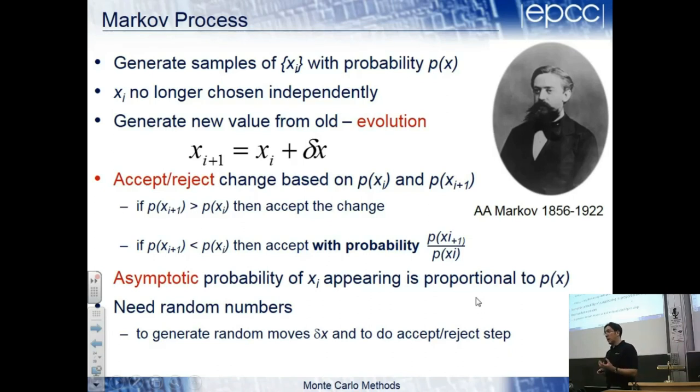So you need random numbers. You need random numbers for two reasons. You need random numbers to generate a new position because you're doing a random walk. But we have this accept-reject. We accept with probability. And any time you say accept something with probability, you need to generate a random number.